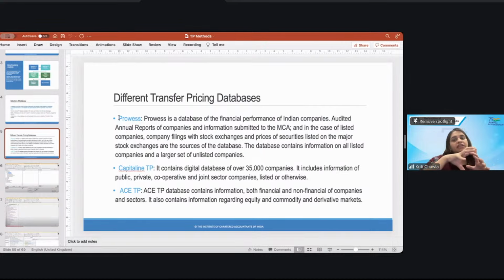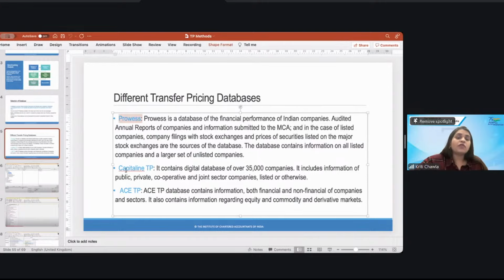If I take the Indian entity as the tested party, I will calculate the net operating margin of the Indian entity and then compare it with the net operating margin of other Indian entities. Where will I find other Indian entities? I could find them on Proves, Capital Line, ACE TP, etc. But what if I choose the USA entity as the tested party? Well, then I will have to ask for the USA company's financials and calculate the net operating margin. What do I do next? Next, I will use a USA software where I can find information on USA entities, calculate their net operating margin, and then compare it.